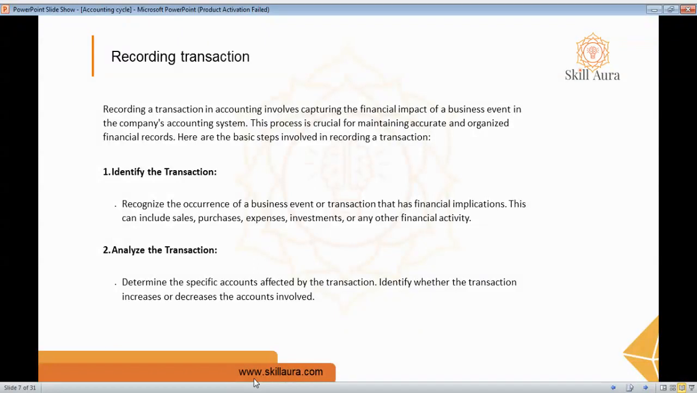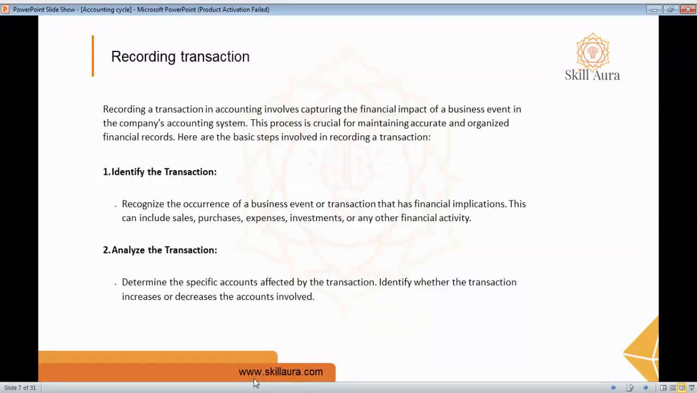So we have to maintain and understand this carefully. These are the steps involved in recording the transaction. The first one, as I told, is identifying the transactions, recognizing the occurrence of a business event or a transaction that has financial implication. This can include sales, purchase, expenses, investment, or any other financial activity.